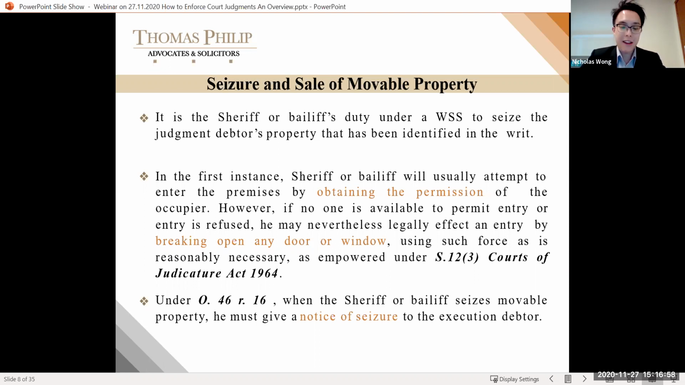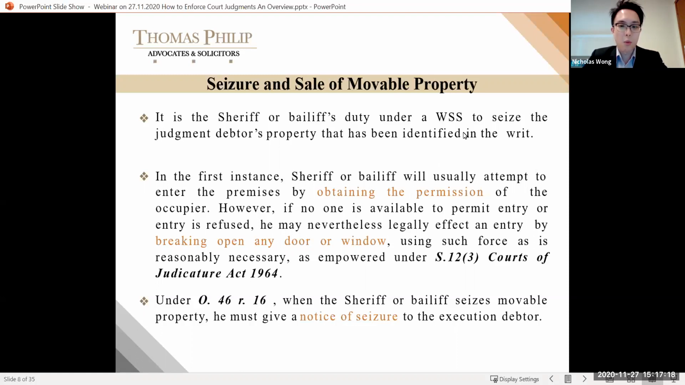But the key point is they have this power. So you cannot shut yourself in there and refuse to entertain them. They are there as officers of the court. They are empowered by the court. So there's only so much you can do to fight it at this point, right? If you are on the receiving end, if you are the judgment debtor. So do take note of that.